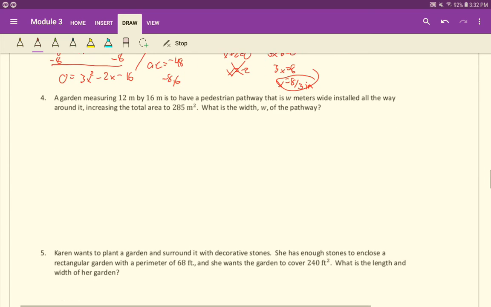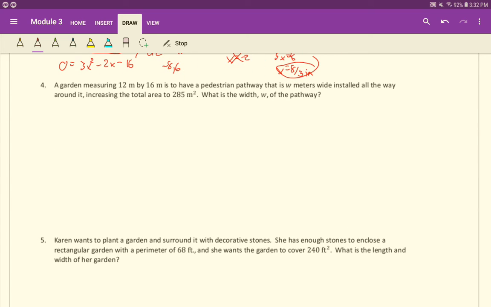Okay, let's try another one here. A garden measuring 12 by 16 meters is to have a pedestrian pathway that is W meters wide installed all the way around it, increasing the total area to 285 meters squared. What is the width W of the pathway? So let's take a look at that.